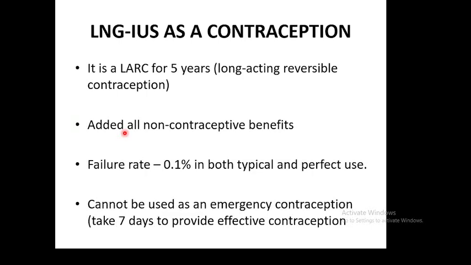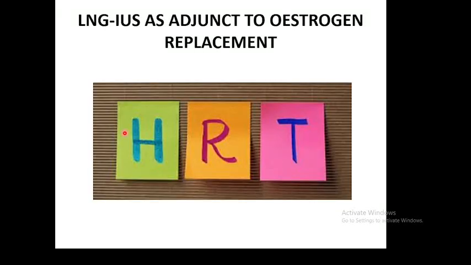disadvantage, the copper IUCD we can use as a mode of emergency contraception. Say a female had unprotected sexual intercourse up to 5 days or 120 hours, we can insert the copper IUCD as a mode of emergency contraception, but LNG-IUS will not help as a mode of emergency contraception because the contraceptive effect takes 7 days after insertion.